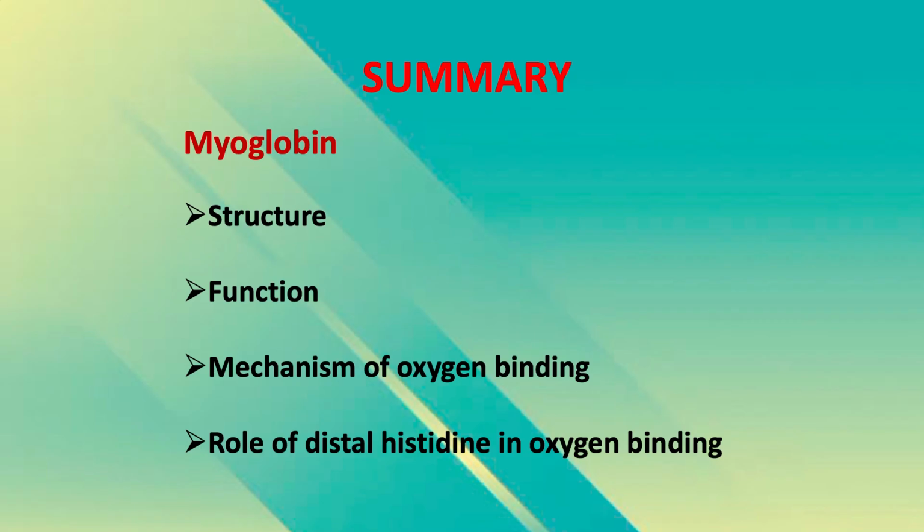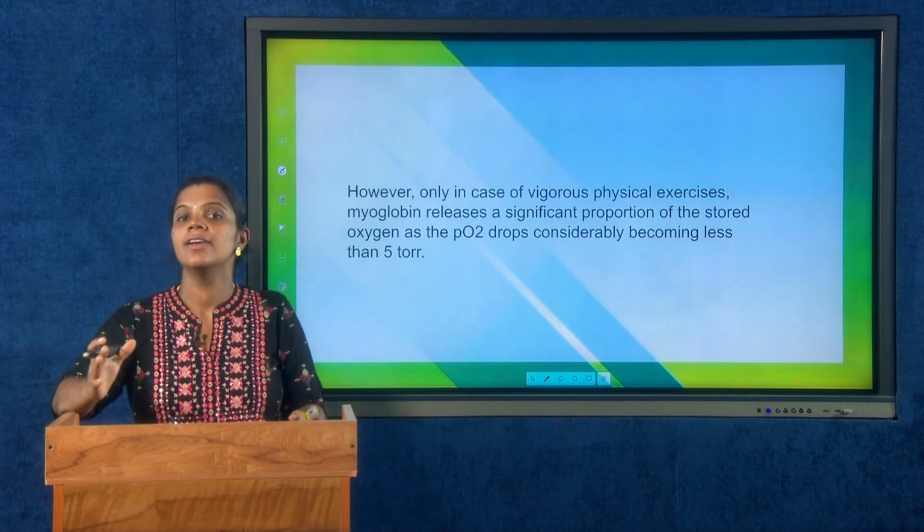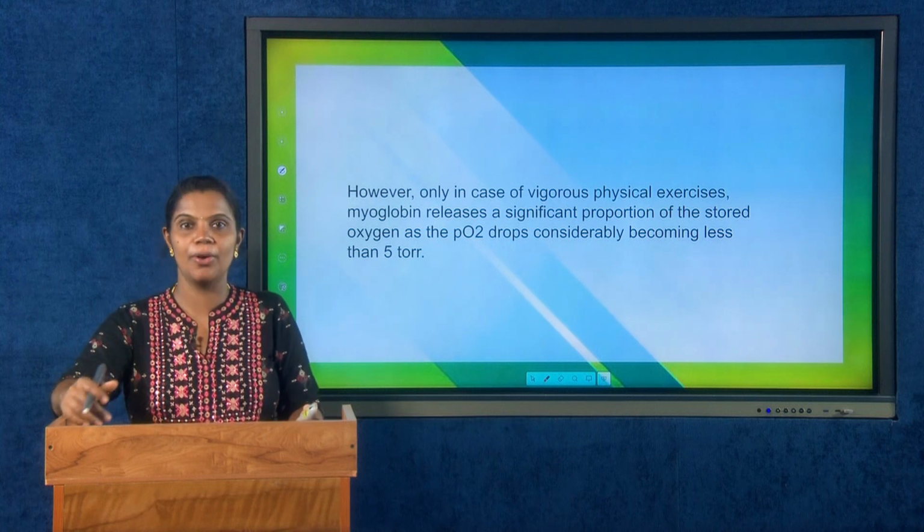So, today in this lecture we have learned about myoglobin. We have seen the structure of myoglobin and the function of myoglobin. We have also studied how the oxygenation in myoglobin occurs, and we have seen how the distal histidine plays an important role in dioxygen binding and stabilizes the oxygenation of myoglobin.